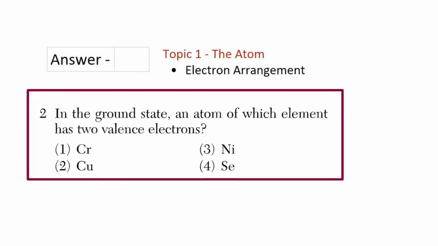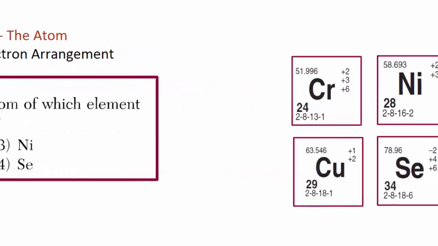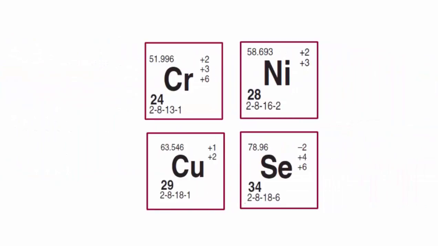Question number 2. In the ground state, an atom of which element has 2 valence electrons? We have 4 different elements to compare here, so we'll go to the periodic table for this question. Recall that on the periodic table, we can determine the number of valence electrons by looking at the electron configuration. That's this little jumble of numbers at the bottom of each box. And we're looking for an electron configuration that ends with the number 2, because that's going to indicate to us what the number of valence electrons is.